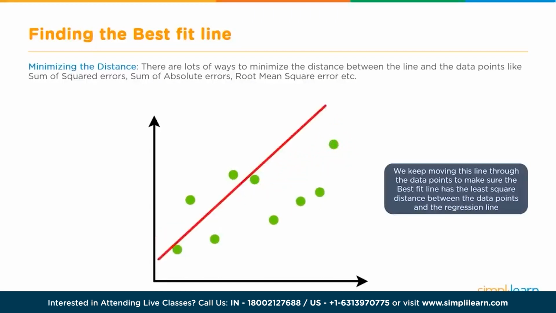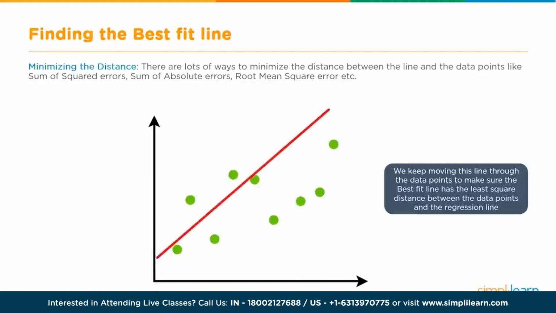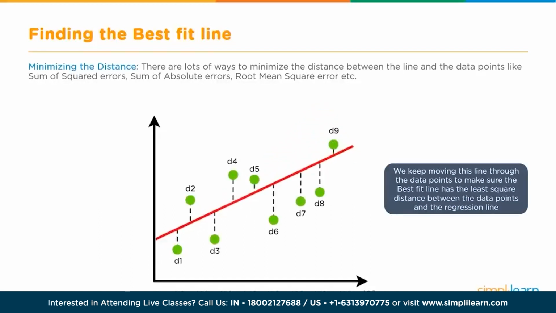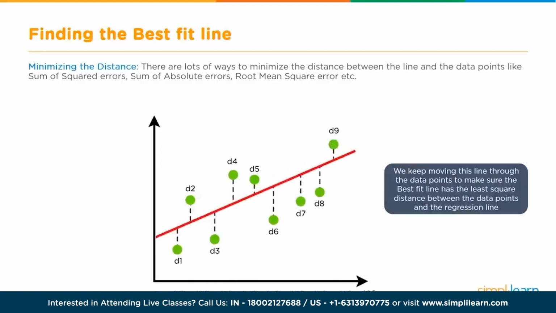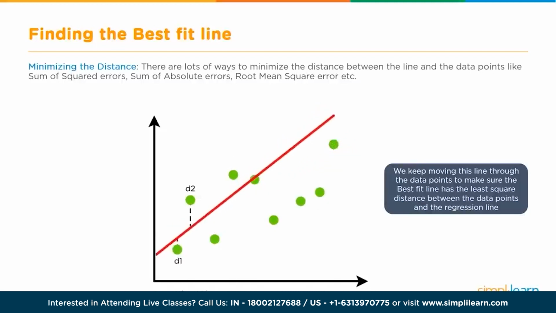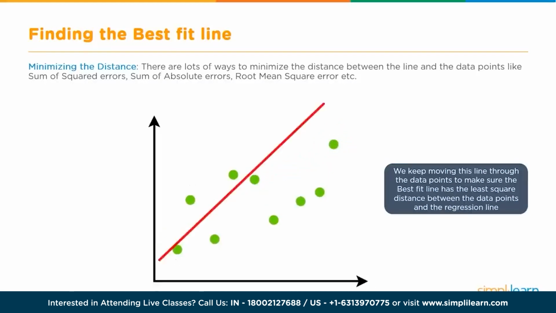There are lots of ways to minimize the distance between the line and the data points, like sum of squared errors, sum of absolute errors, root mean square error, etc. What you want to take away from this is whatever formula is being used, you can easily, using computer programming and iterating through the data, calculate the different parts of it. That way, these complicated formulas you see with the different summations and absolute values are easily computed one piece at a time.